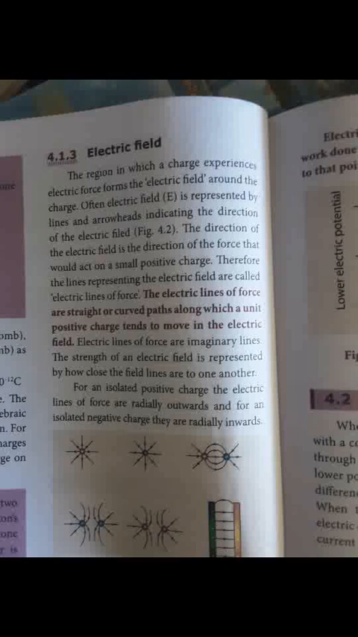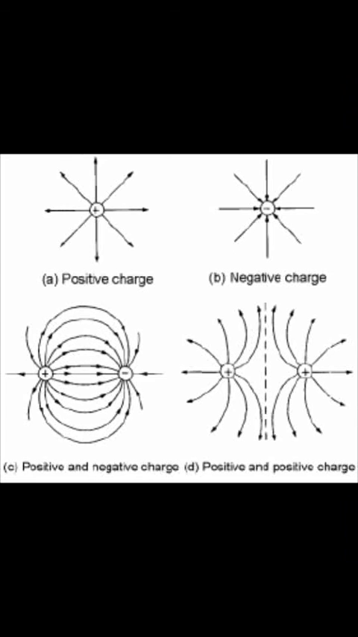And what is that electric line of force? We cannot see with our naked eye how this force acts, so we just imagine that it forms a straight line, a curved path or a circular path, which is given in this picture. Look at this picture. The first one is a positive charge and the force goes outward. The direction of the arrow is away from the positive charge. And if you see B, it is inward towards the negative charge.